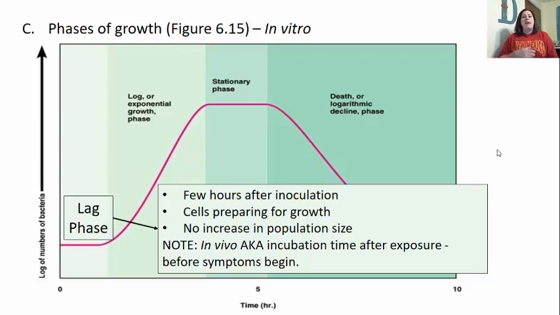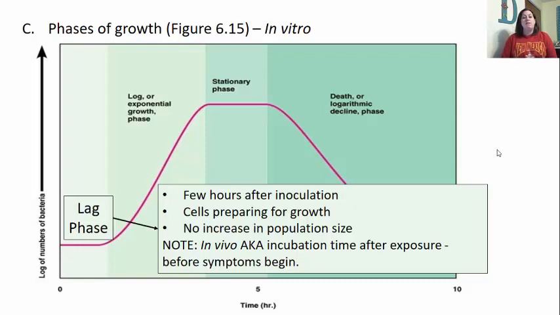So let's look at the phases of growth when we're looking at it in vitro. So this is looking at the growth in vitro, meaning it's in a petri dish or it's in a broth tube or something like that. It's not in vivo, inside of a body or cells. So we see that the first phase here is called the lag phase. This is a few hours after inoculation. The cells are preparing for their growth, all right? So they're making sure that they can replicate their DNA and they start that process. There's no increase in the population size during this.